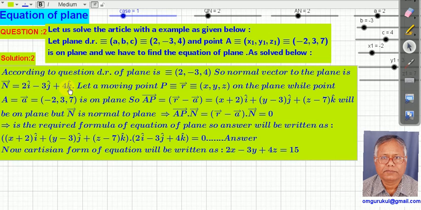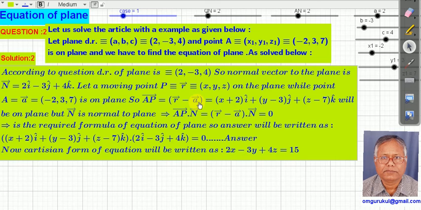And let a moving point, rather random point of the plane, be P, whose position vector is r with respect to origin, and r in coordinate form is x, y, z on the plane, while point A, whose position vector is a, numerically is minus 2, 3, 7, means vector a is equal to minus 2i plus 3j plus 7k. As it is on the plane, vector AP is equal to position vector of P minus position vector of A, that is r minus a.